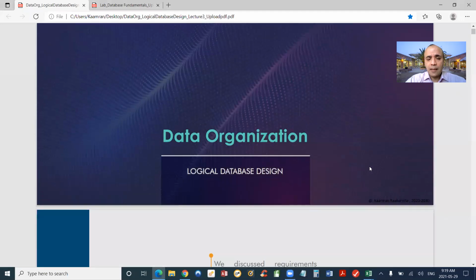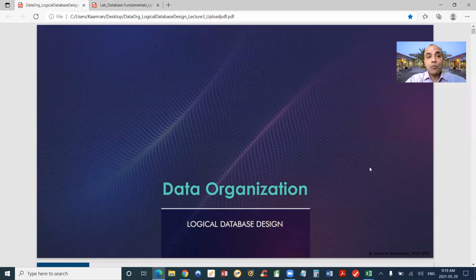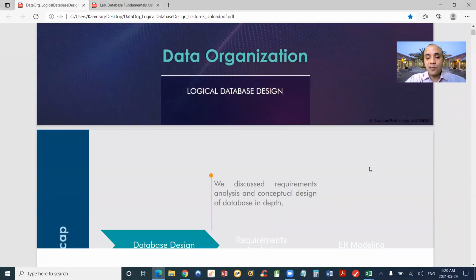Now, the next stage that we want to do, we would like to go into the next level of detail, where we are going to replace conceptual design with tables, spreadsheets, and the operations that we want to do on them. Let me share my screen with you. This is lecture 3, a relatively long one, and I would like to rearrange some of the parts so that we maintain continuity in our discussion.